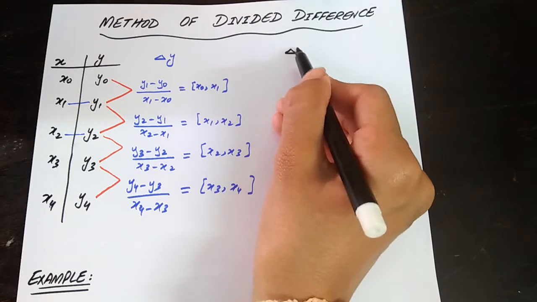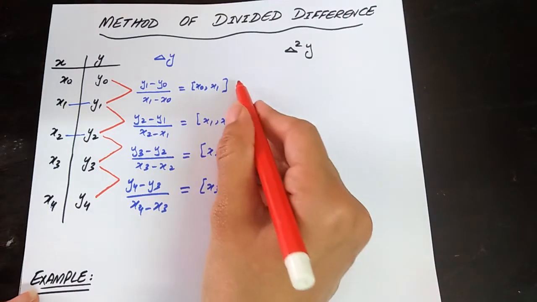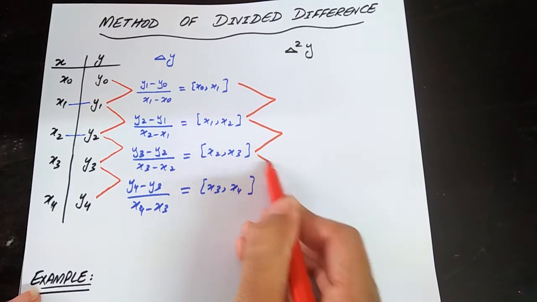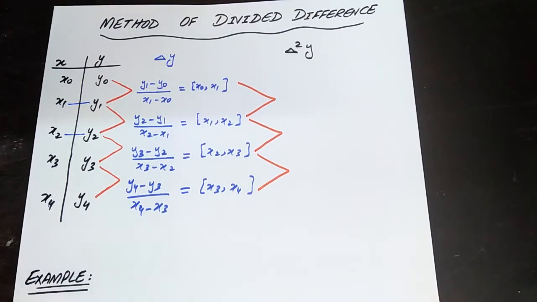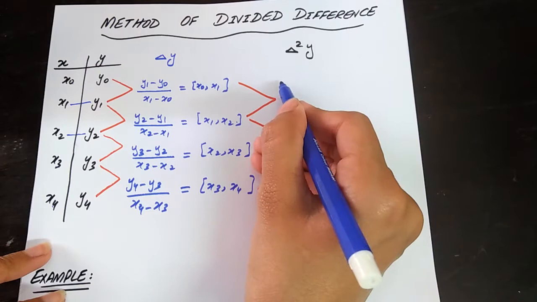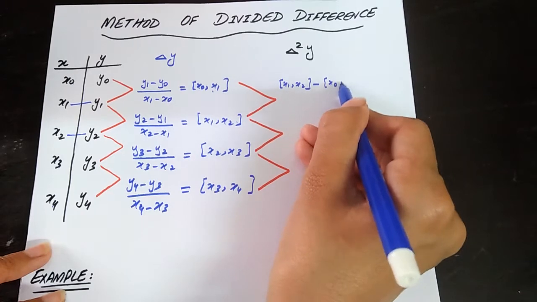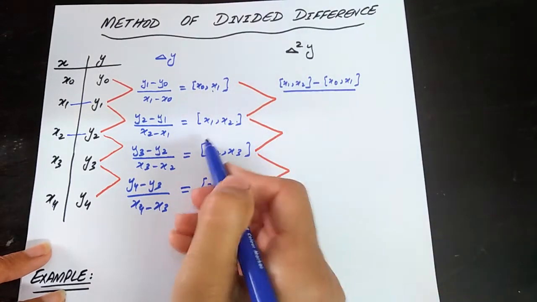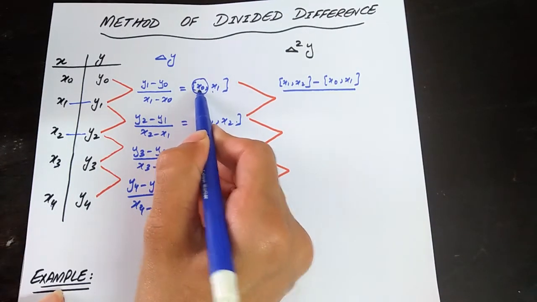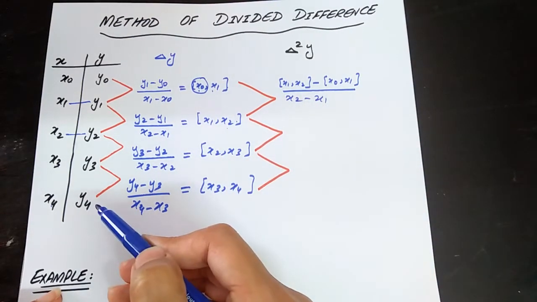Now, if you are to calculate the second difference, that is del 2y, what will you do? You will take the difference of these two values, first and second, then second and third, and then third and fourth. How will you take the difference? This term minus this term. This will be x1, x2 minus x0, x1 divided by, now you see the lowest x value here is x0, starting from x0 and ending at x2. So here we get x2 minus x0.